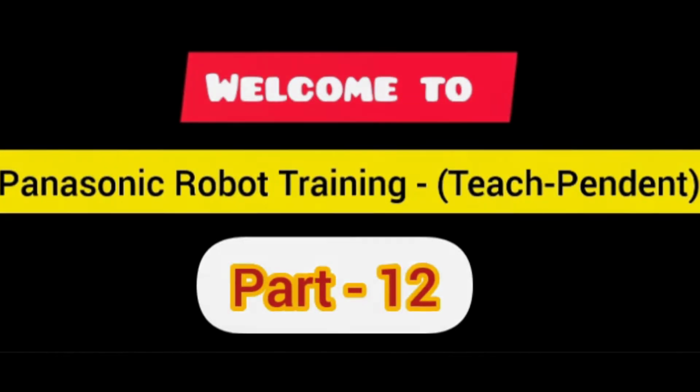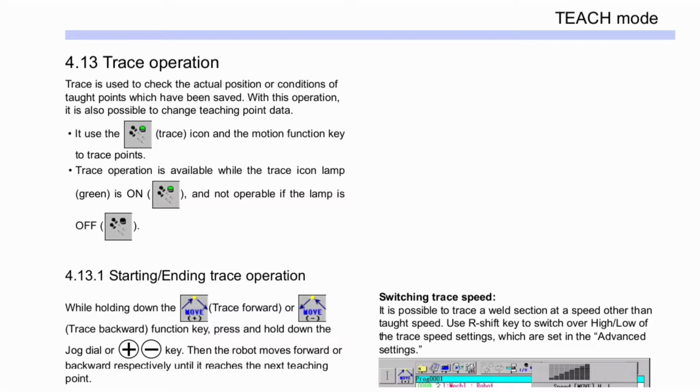Today we discuss trace operation. Trace is used to check the actual position or conditions of taught points which have been saved. With this operation, it is also possible to change teaching point data. It uses the trace icon and the motion function key to trace points. Trace operation is available while the trace icon lamp is green, and not operable if the lamp is off.